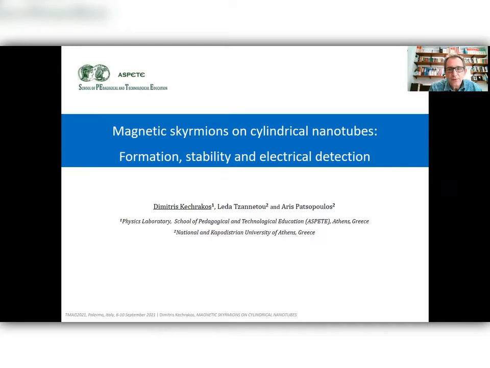And today I would like to talk about magnetic skyrmions on cylindrical nanotubes: formation, stability, and electrical detection. This is work we have done in collaboration with two students of mine, Lida Gianettou and Aris Patsopoulos, from the University of Athens.